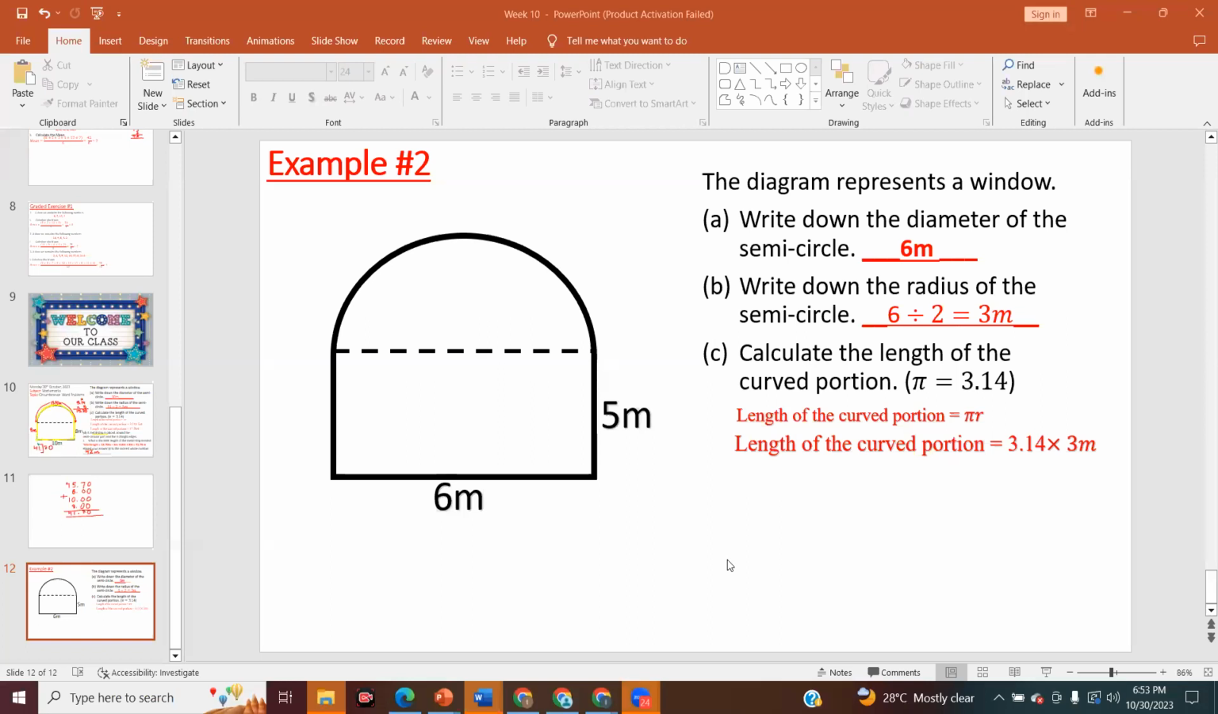All right, what y'all have for the answer? 3.14 times 3, what you have? 9.42. Okay, most persons say 9.42. So let's multiply it and see what we get.